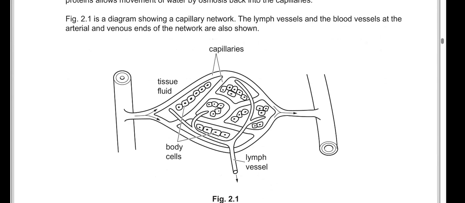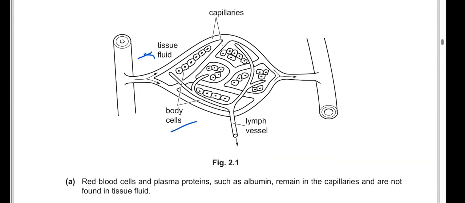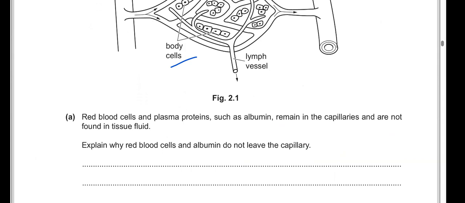So we can clearly see it here. These are the body cells. These are the capillaries, and the tissue fluid is going from here. Red blood cells and the plasma proteins such as albumin remain in the capillaries and are not found in the tissue fluid. So albumin and the other proteins remain in the capillaries, and they are not found in the tissue fluid. So they remain in the blood.